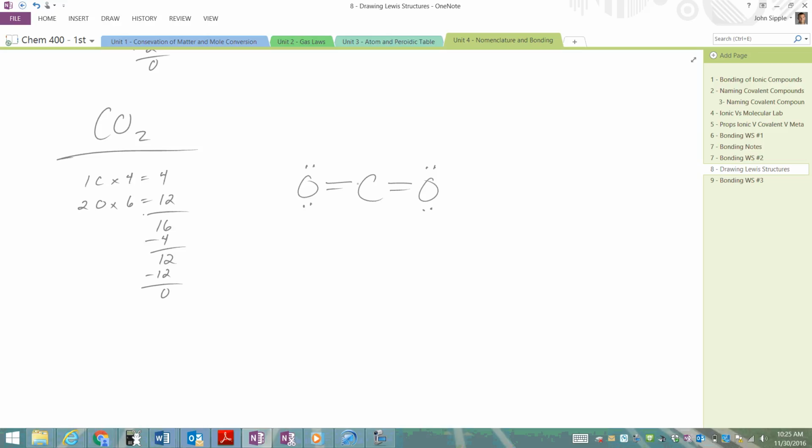Each oxygen, 2, 4, 6, 8. Carbon, 2, 4, 6, 8. Everybody's happy. They have 8 electrons around them. So when you run out of electrons and somebody's not happy yet, you got to start double bonding. That's an example of that part of our steps that we got laid out here.